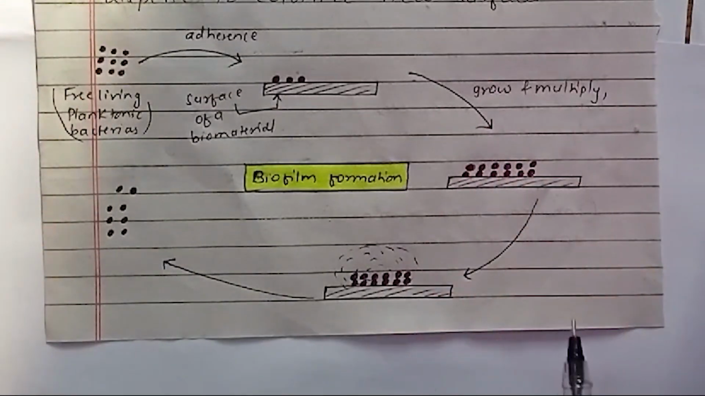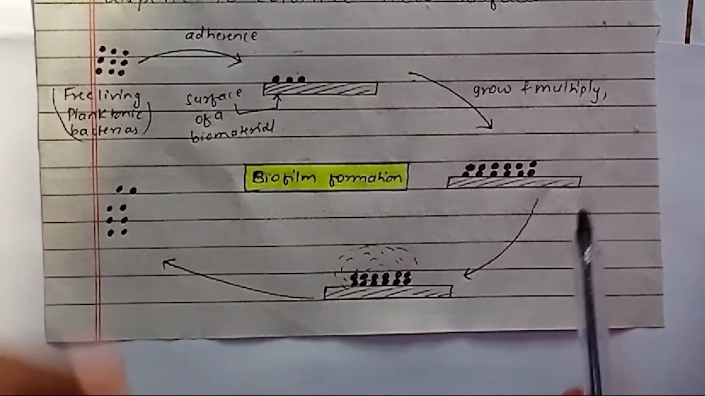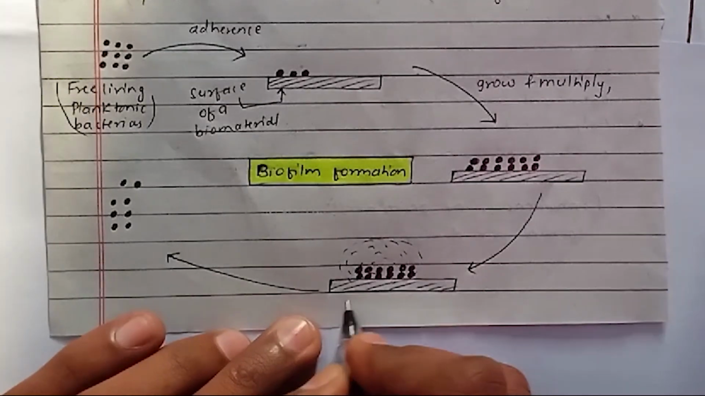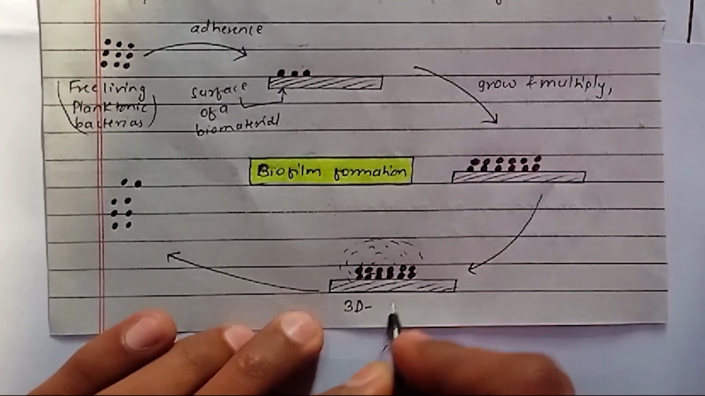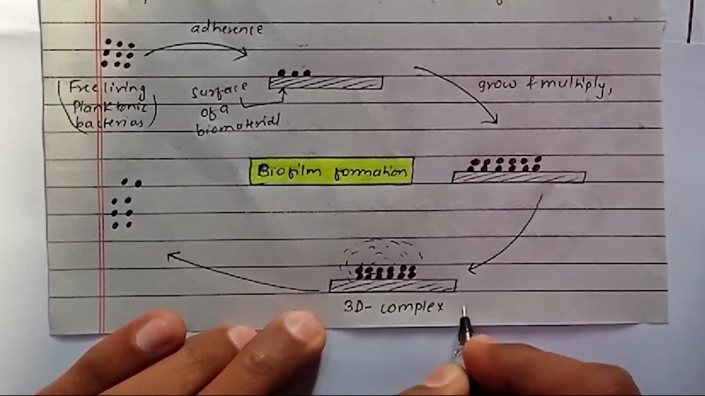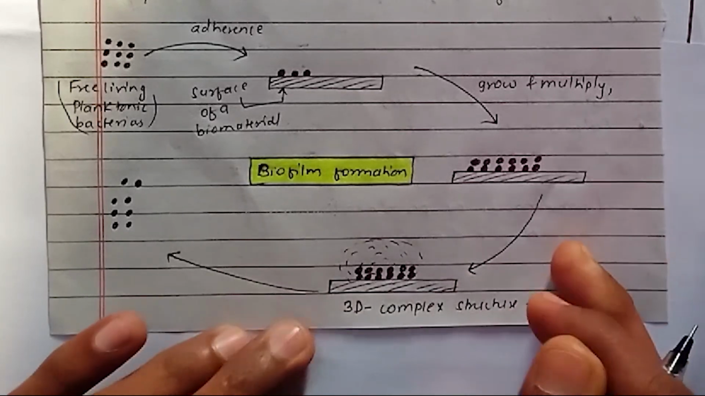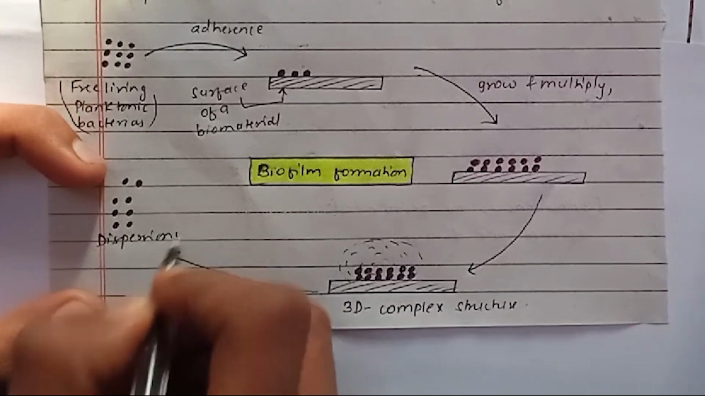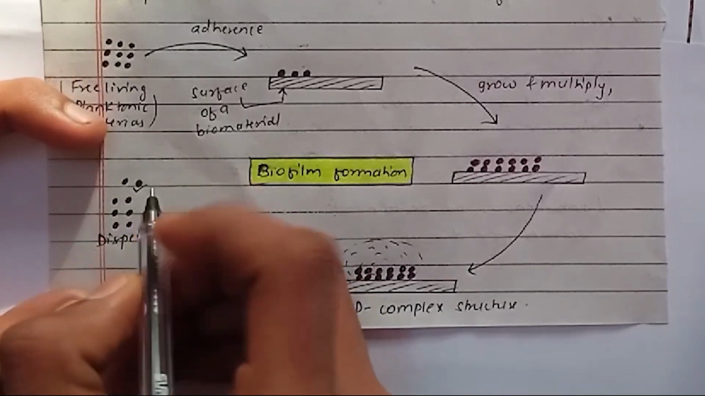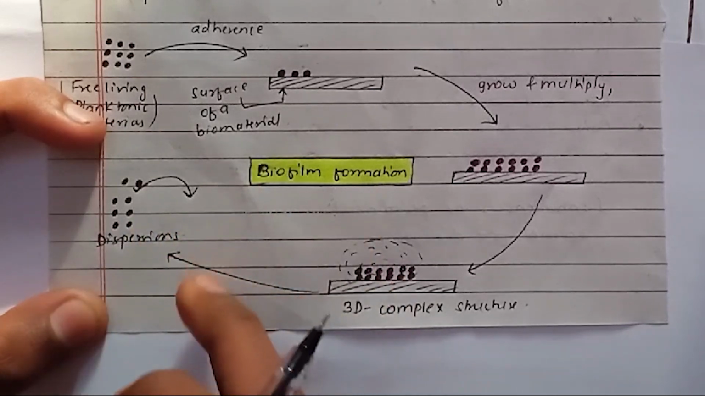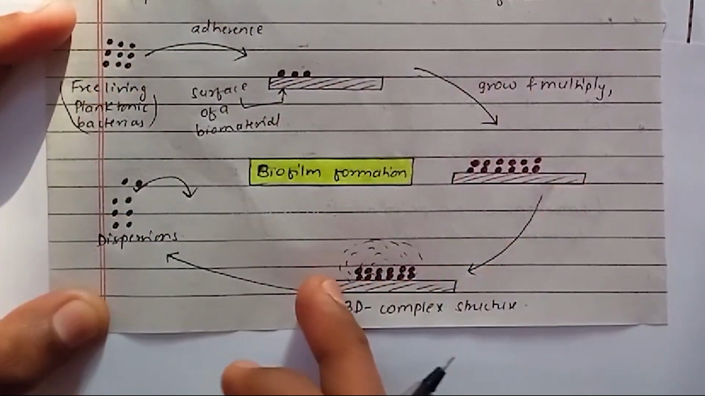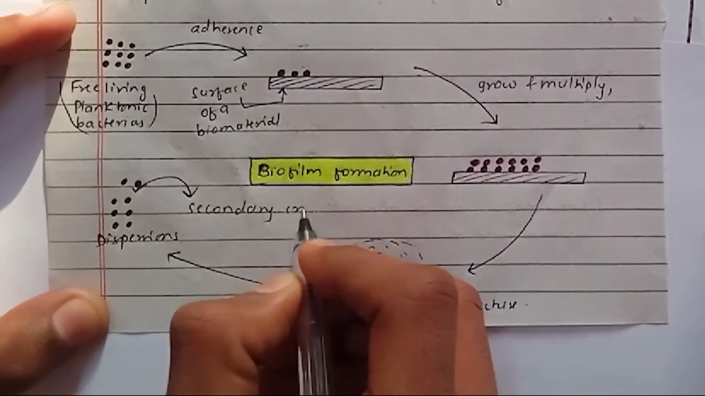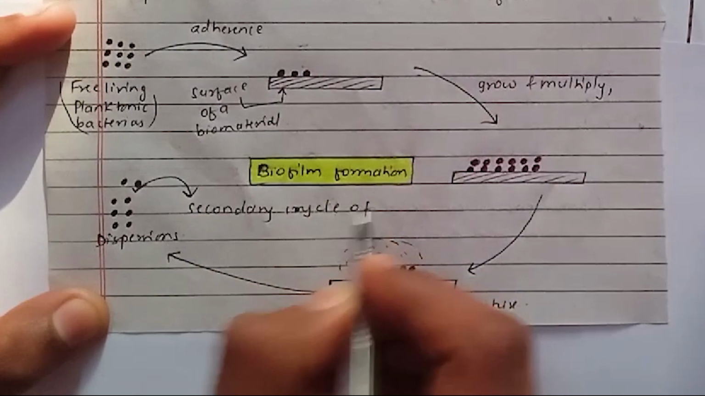and form a multi-layer. Now after maturation, the biofilm develops into a complex 3D structure. This is the 3D complex structure, and now there is dispersion. It means these grown and mature bacteria again complete this cycle in other places. So they even lead to a secondary cycle of biofilm formation.